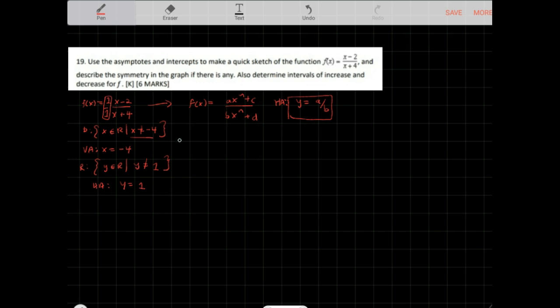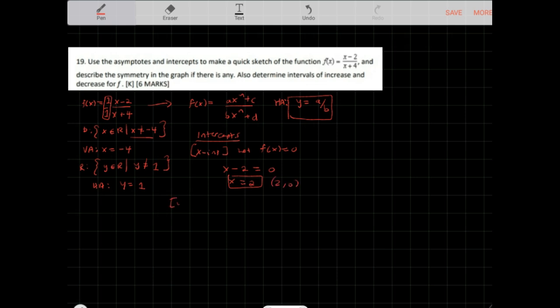Now, to help us out with our sketch, we're also going to find intercepts. So I'm going to find the x-intercept. For the x-intercept, I'm going to let f of x equal 0. We know that if you want to make a fraction 0, the numerator has to be equal to 0. So all I have to do is equate x minus 2, the factor of the numerator, to 0. X is equal to 2, so our x-intercept is 2 and 0.